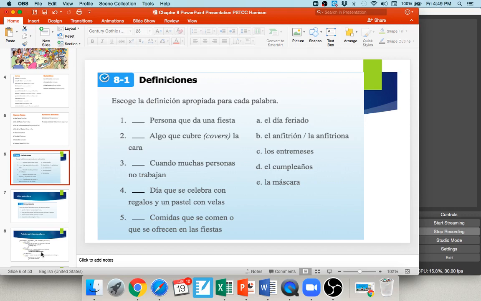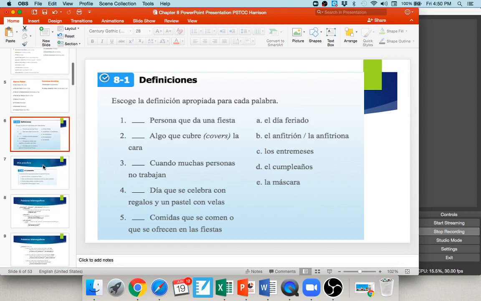Number 4, a día que se celebra con regalos y un pastel con velas. So a day that is celebrated with presents and a cake with candles. That's generally a birthday, el cumpleaños, letter D. Okay, number 5, these are comidas que se comen o que se ofrecen en las fiestas. So foods that are eaten or that are offered in parties, a lot of times those are hors d'oeuvres, los entremeses. Okay, hopefully you are feeling okay on your vocab.